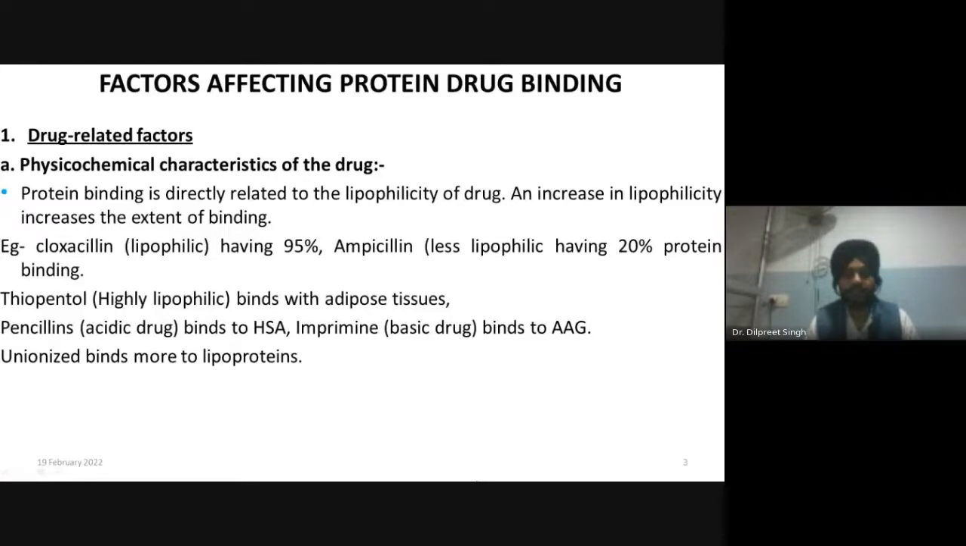So this effect can largely be measured: hydrophilicity, lipophilicity, or the physicochemical characteristics can play a major role in the binding of different proteins. It also affects the extent of binding. It also affects the type of protein which needs to be bound to a particular drug. So that can have a major effect on the circulation.